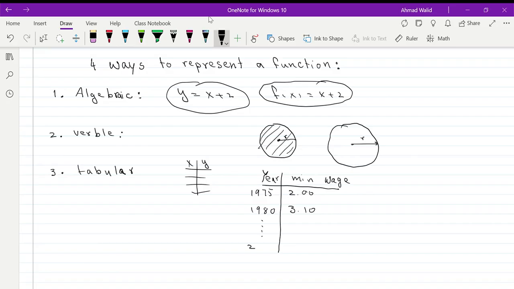In 2010, the minimum wage, I remember this one because, not 2010 exactly, but I moved to US in 2013. The minimum wage was 7.25. Right now, I don't know, what's the minimum wage? 14, 15, something like this? You see, a table can also represent a function. Your salary or minimum wage is a function of time.